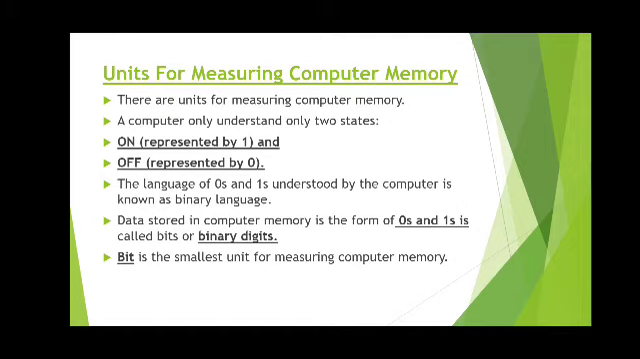Computer memories. Okay. The computer is an electronic device, as you know. So a computer has only two states. What are they? On and off. On represents 1 and off represents 0. The language of zeros and ones understood by the computer is known as binary language.